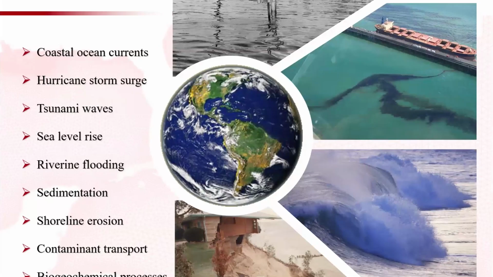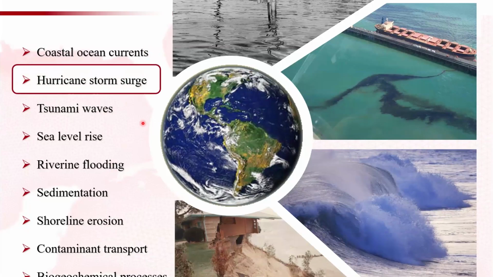Well, the models that we develop are general computational fluid dynamics models of the ocean, river basins, and estuaries. And they can be used for any number of different applications. So I've just listed some of them here. For example, we can use it to compute coastal ocean currents, hurricane storm surge, tsunami waves, and then related processes that are a result of the moving water. And so, for example, shoreline erosion or contaminant transportation. I'm going to focus in particular on hurricane storm surge whenever I show the results from some of our models towards the end here.